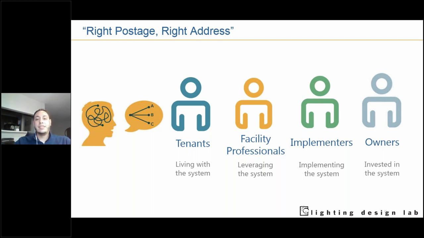The system directly affects how they go about their day. Facility professionals would leverage PoE lighting systems, and we'll see a little bit of diagnostics and energy monitoring. Implementers, obviously, want to make that sale and provide their subject matter expertise to deliver the correct integrated lighting solutions in the correct space. And ultimately, owners invest in smart building systems to ensure that their building, their asset, is growing in the right direction.